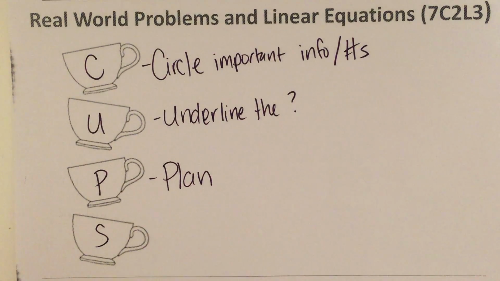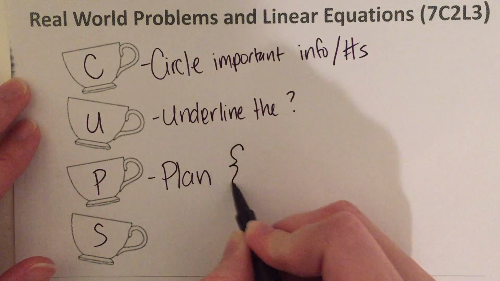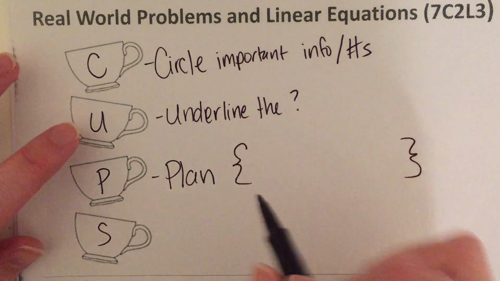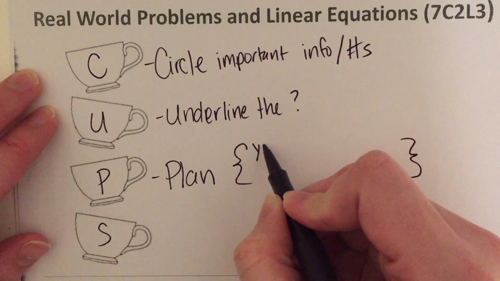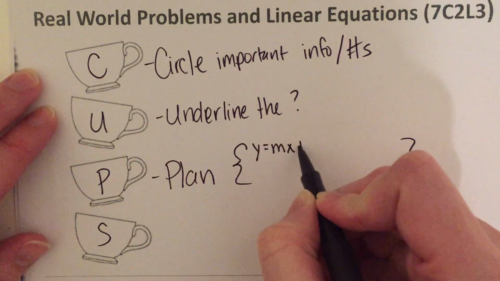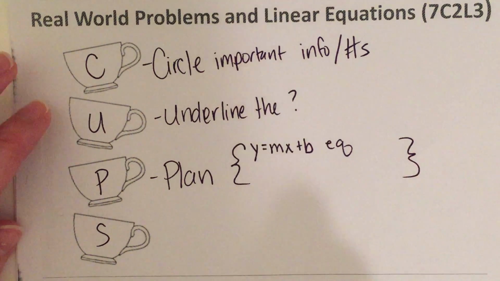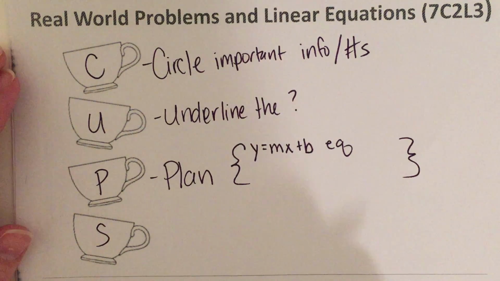So over the course of these few days, we've been looking at slope-intercept form. So when we're dealing with these word problems, they're going to say to use slope-intercept form. So as part of our plan, we need to write out slope-intercept form. So we know we're going to be using the y equals mx plus b equation.